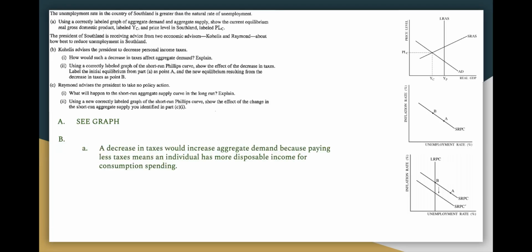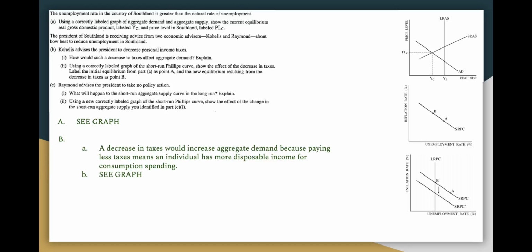What you need to say for letter B, and you're definitely going to have to do an explanation like this on your exam, a decrease in taxes would increase aggregate demand because paying less taxes means an individual has more disposable income for consumption spending. So that's going to shift the aggregate demand curve to the right because we know that C stands for consumption, and that's part of that C plus G plus I plus net exports.